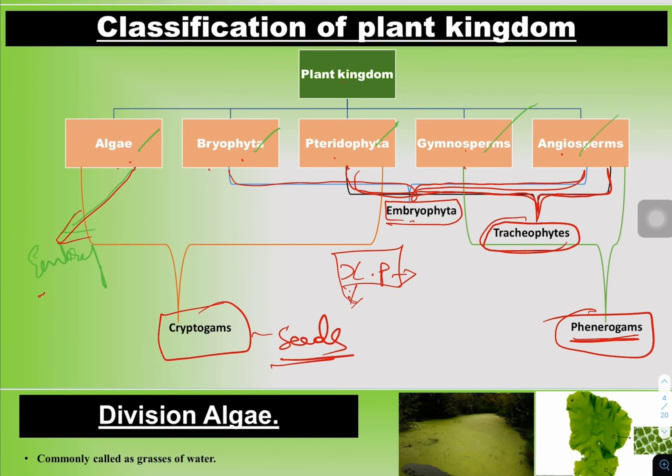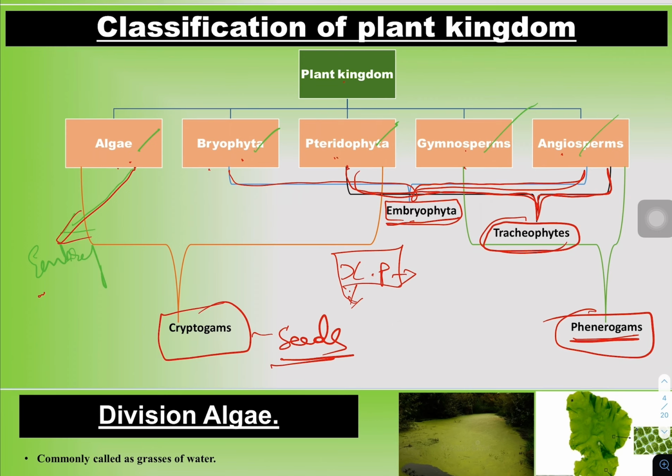Many modern-day classifications are again subdivided into various groups based upon certain small features. Algae do not produce an embryo, whereas bryophytes, pteridophytes, gymnosperms and angiosperms produce an embryo. Hence there is a differentiation called embryophyta and algae. And the next one is tracheophytes. Tracheophytes are the plants which have xylem and phloem.